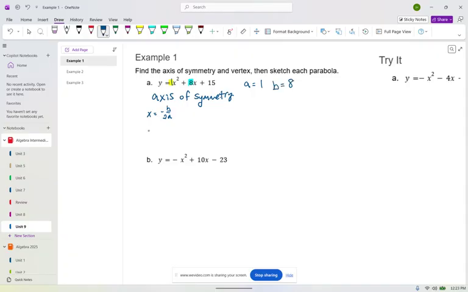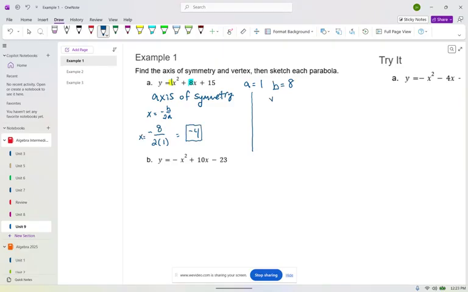So our axis of symmetry will be negative 8 because it's positive, right? Our b value is positive 8, so we're going to change the sign to negative 8 over 2 times our value of a, which is 1, and negative 8 divided by 2 is negative 4. We're going to use that negative 4. This is our axis of symmetry, our x.